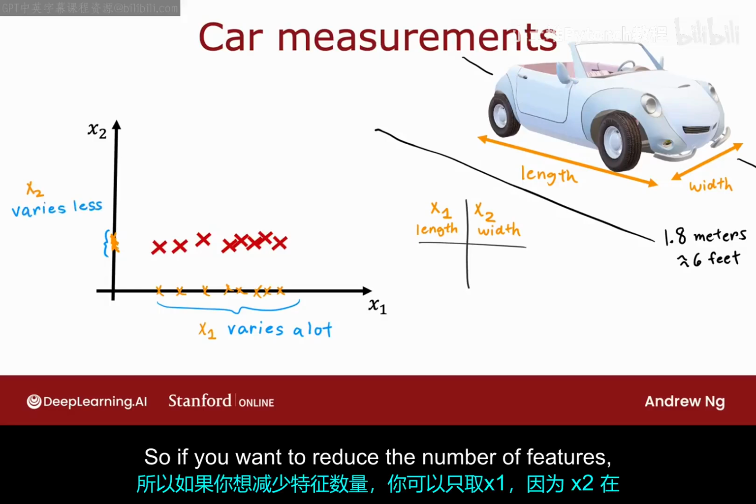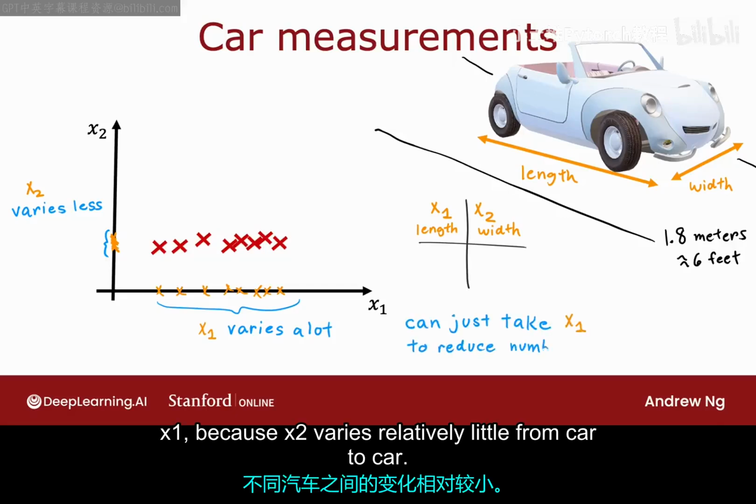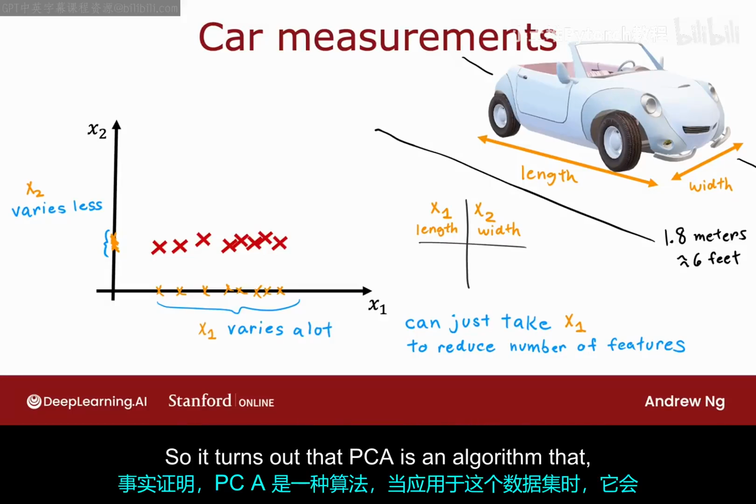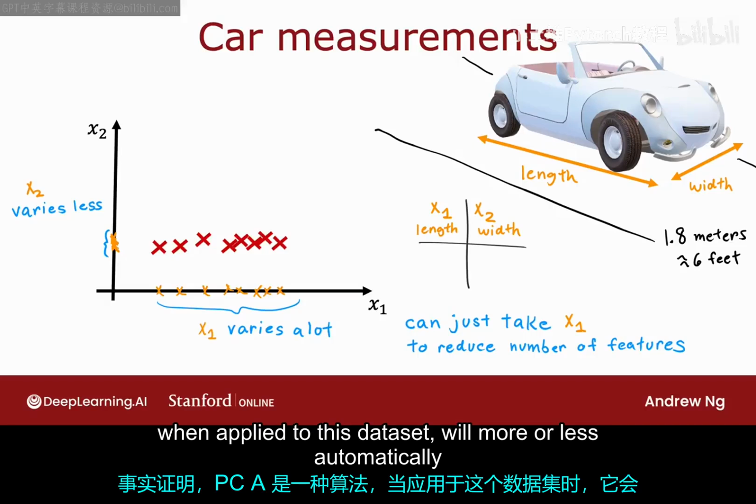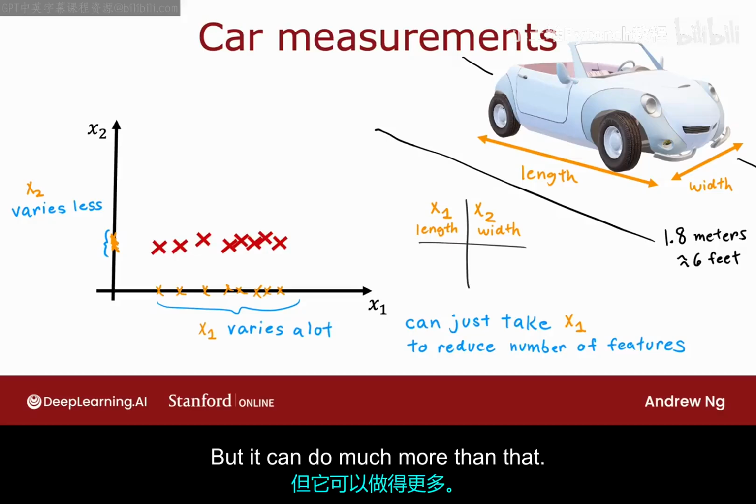So if you want to reduce the number of features, well, one thing you could do is let's just take x1 because x2 varies relatively little from car to car. So it turns out that PCA is an algorithm that, when applied to this data set, will more or less automatically decide to just take x1. But it can do much more than that.